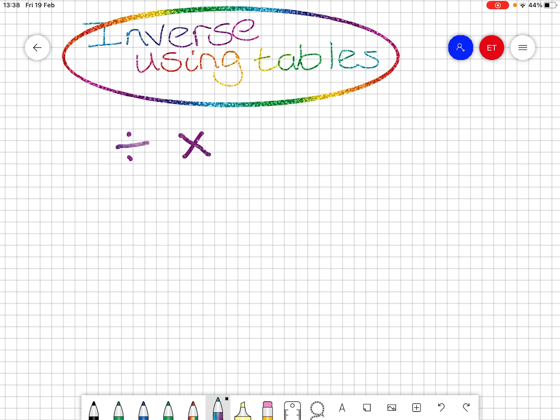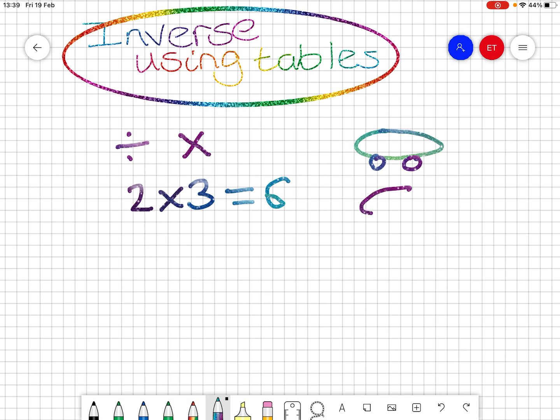If I was to do 2 times 3, I would get 6. If I was to do this in an example, let's say we had 2 buses and there was 3 people on each one.